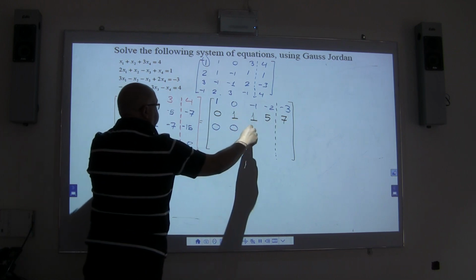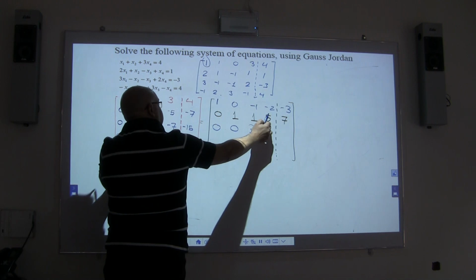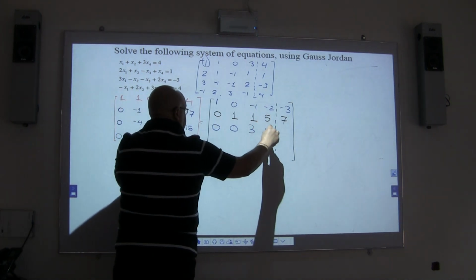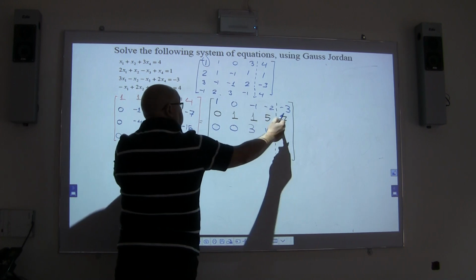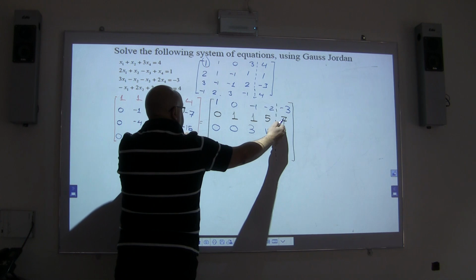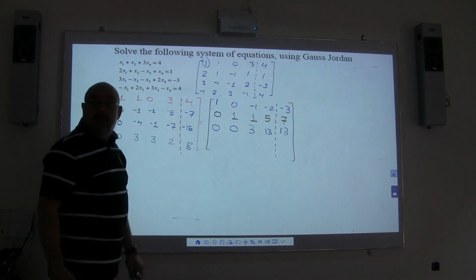4 plus negative 1, you will end up having 3. 4 times 5 is going to be 20. 20 with negative 7 is going to be 13. Okay. 4 times 7 is going to be 28. 28 minus 15, so you will end up having 13.